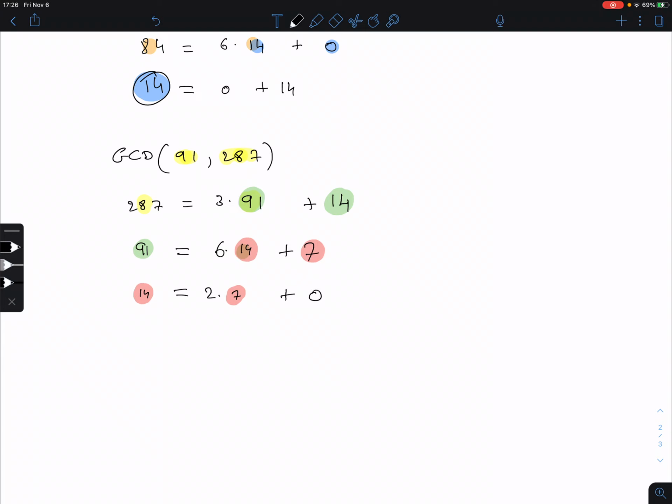And once I have 0, I know it's the last one that I found that is going to be the GCD. So if I get 0 here, then this is the GCD. And so in other words, I keep doing until I find 0. So the GCD is 7. Let's do a couple of other ones.